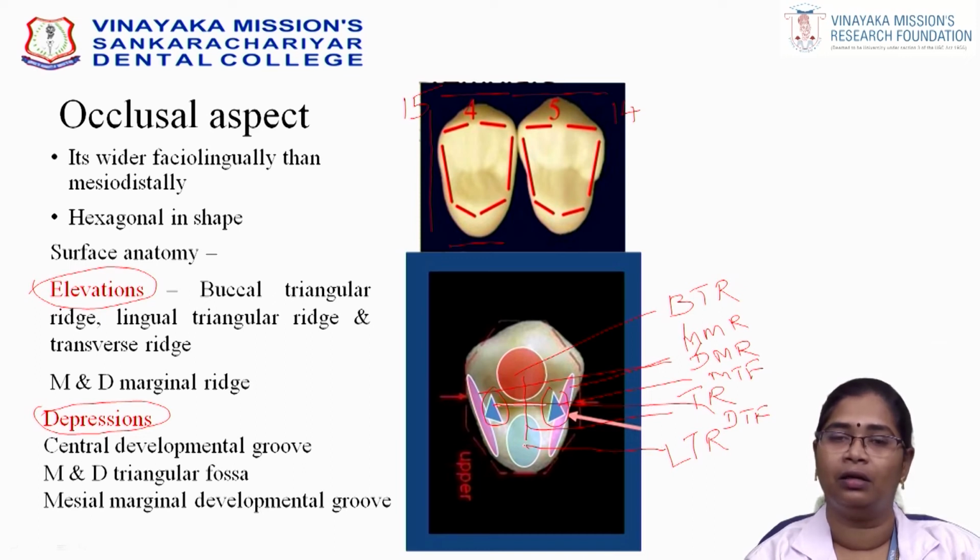One other extra finding in the maxillary premolars are the supplemental grooves. Other than the central groove and the other developmental grooves, there are numerous supplementary grooves present in the first and second premolars, where the second premolar has an extra number of supplementary grooves when compared to the maxillary first premolar.